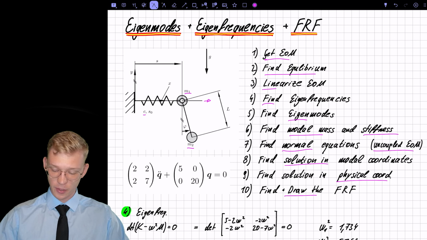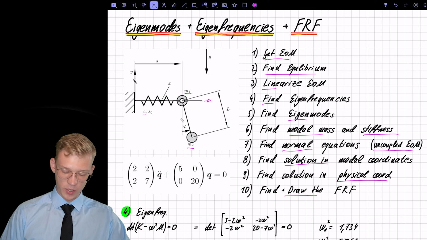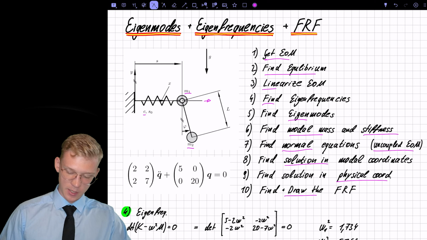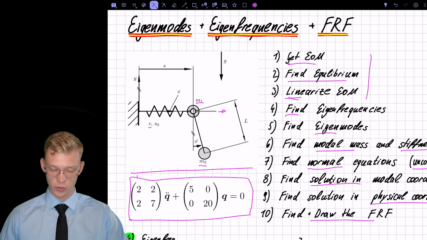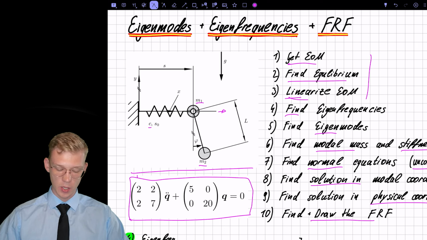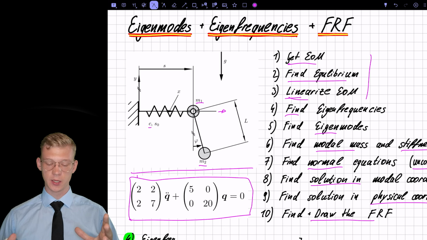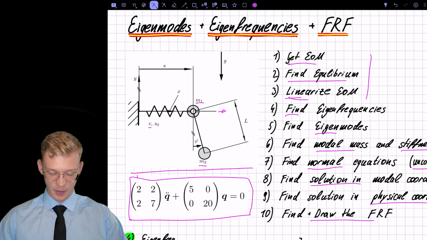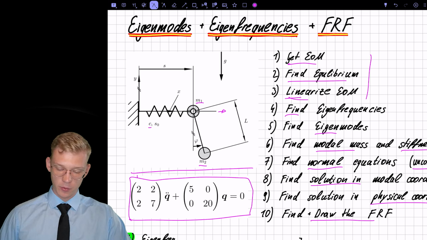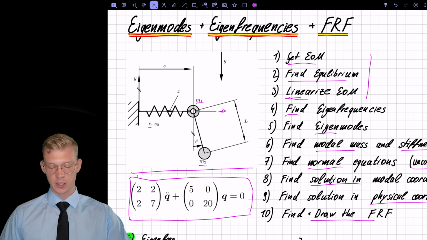We will not be covering the first 3 steps because we are already given the linearized equations of motion. So we will continue with step number 4. If you're interested in how to get to these equations of motion or to the linearized system, feel free to watch the other videos I did on that topic. So step number 4 is first find the eigenfrequencies.